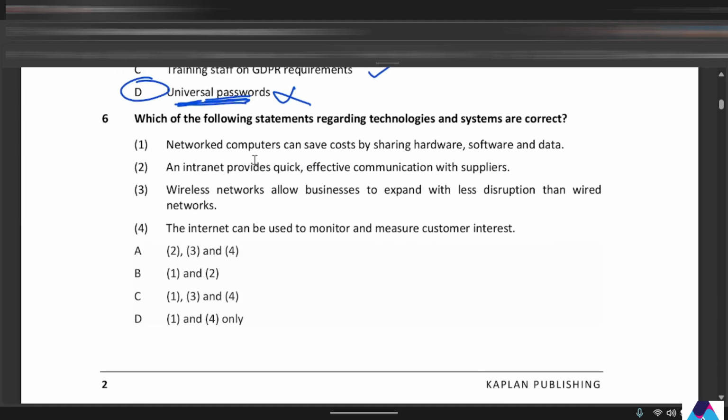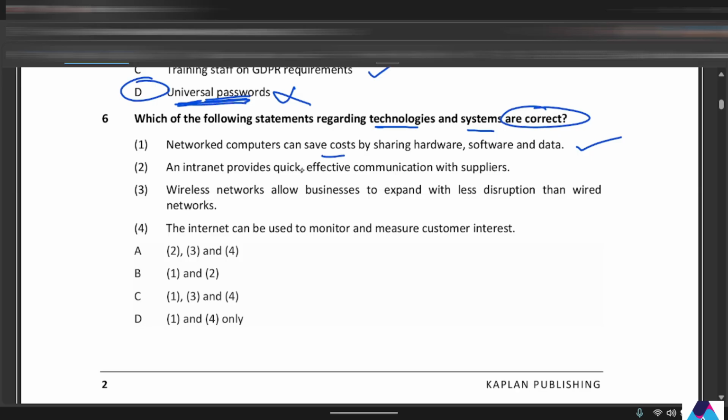Okay. Now, question number 6 says, which of the following statements regarding technologies and systems are correct? Okay, let's read one by one. The first one says network computers can save cost by sharing hardware, software, and data. So yes, that is correct. Network computers do share hardware, software, and data, which actually saves your cost.